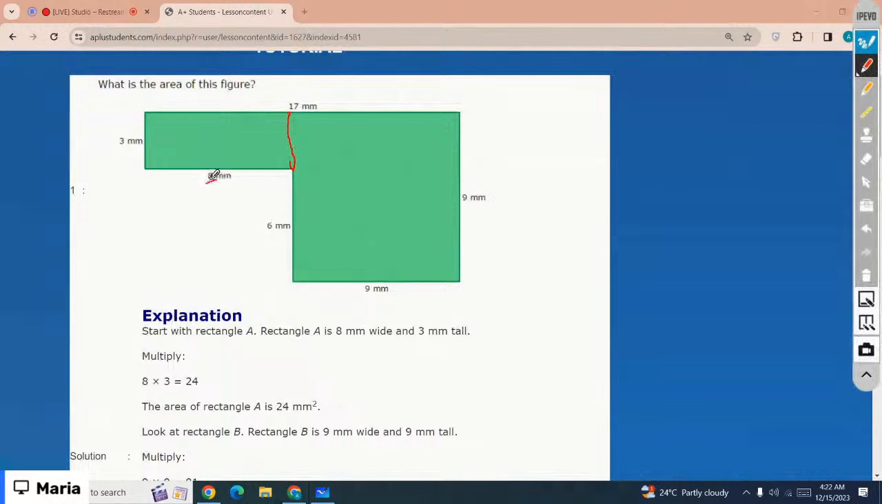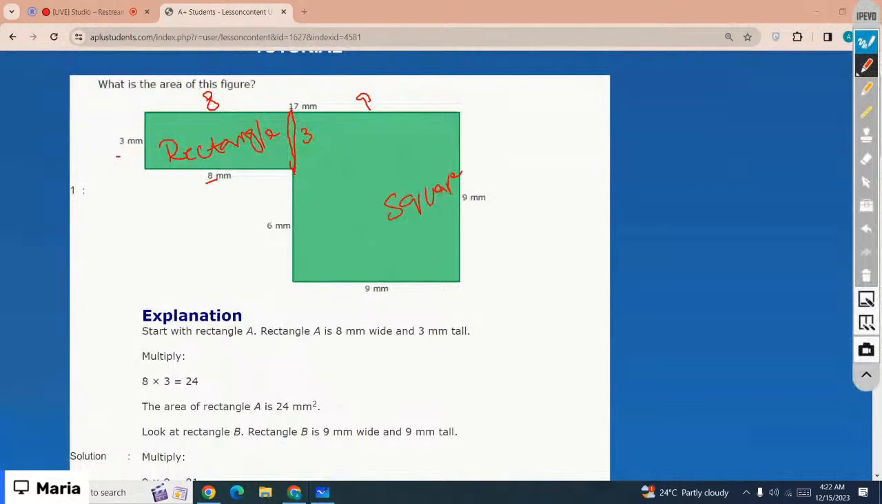You can see here is 8, here is 3. That means this is also 8 and this is also 8. This one is 9, so this one is 9, because 6 plus 3, the complete side, makes 9. So you have one square and one rectangle. Just calculate their areas separately, and then add them to calculate the area of the complete figure, right? Just listen to me carefully.